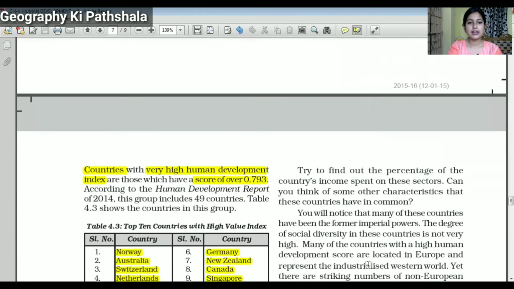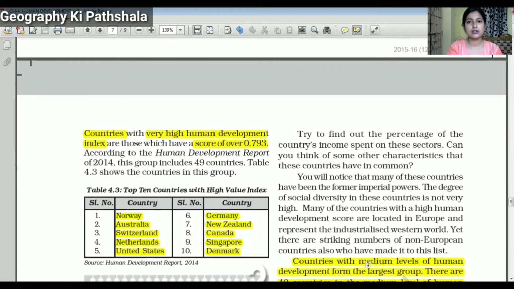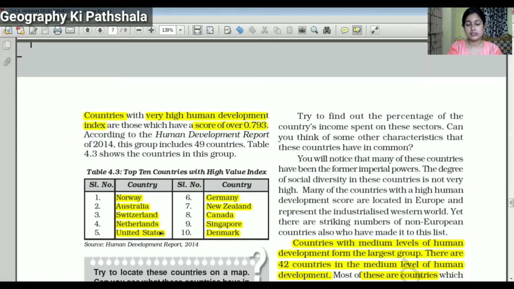Next, let's see all these different categories, or all these different types, with the very high human development countries, the high human development countries, then one by one. So in the very first, you will see the countries with very high human development, and as their score, you will see that it's over 0.793, and according to the Human Development Report of 2014, this particular group includes 49 countries.